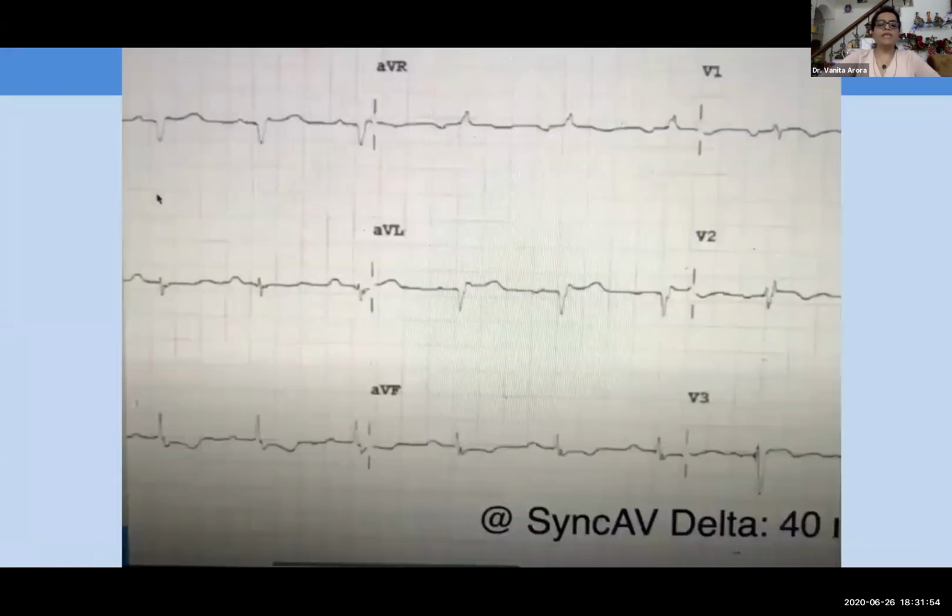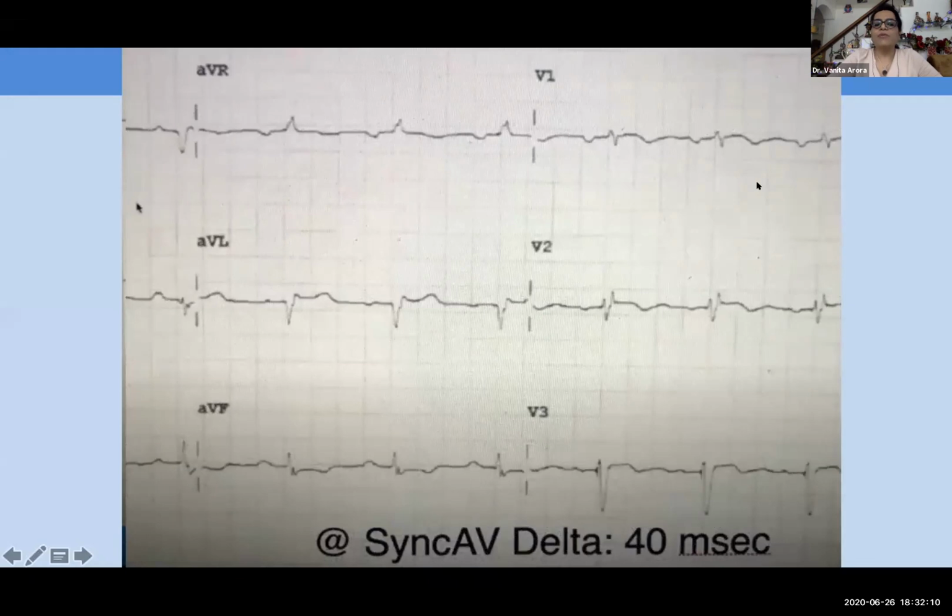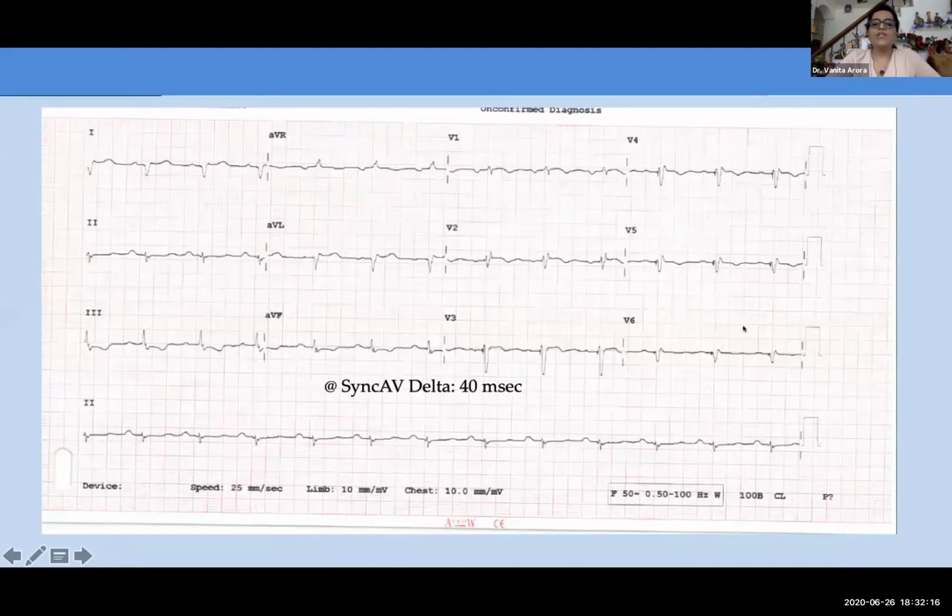And at 40 milliseconds, as I've highlighted, look at the notch. The notch has actually gone to the terminal end of the QRS. And in lead V1, there is a positive. It is a biphasic V1 which has come in, which is actually very beautiful. And the PR has become normal. It's 200 milliseconds. It has become normal. And the ECG looks so beautiful.